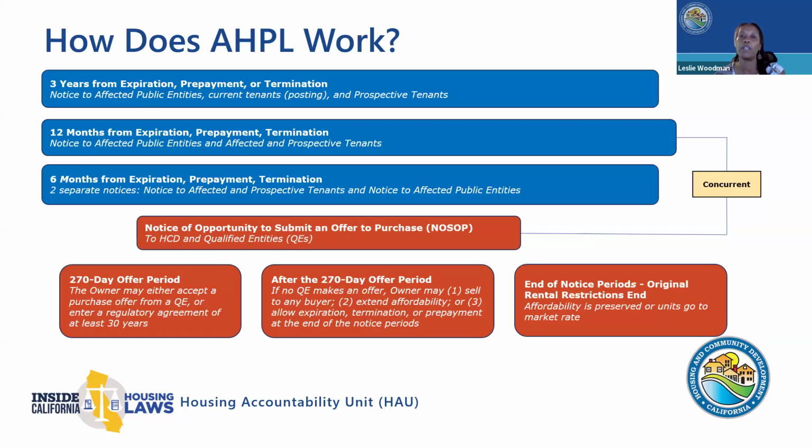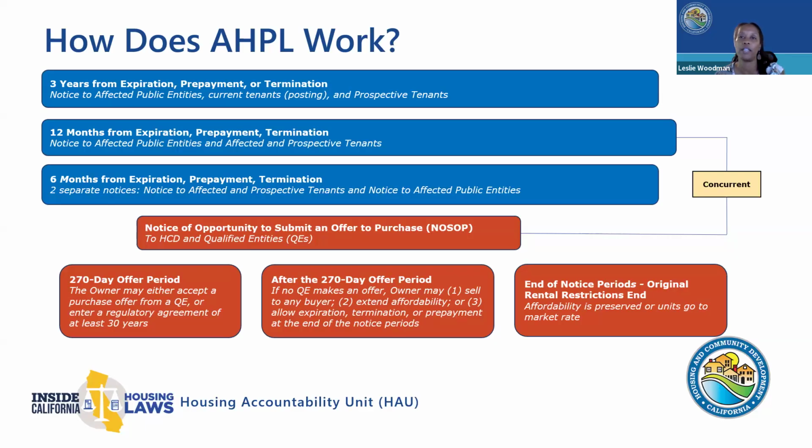This process begins when an owner of a California rental housing development with rental assistance or rental restrictions imposed under the terms of a federal, state, or local subsidy or land use program seeks to terminate the assistance or restrictions, including by expiration of a deed restriction or prepayment of a mortgage. Property owners must make key stakeholders aware of this opportunity through a Notice of Opportunity to Submit an Offer to Purchase, the NOSOP.